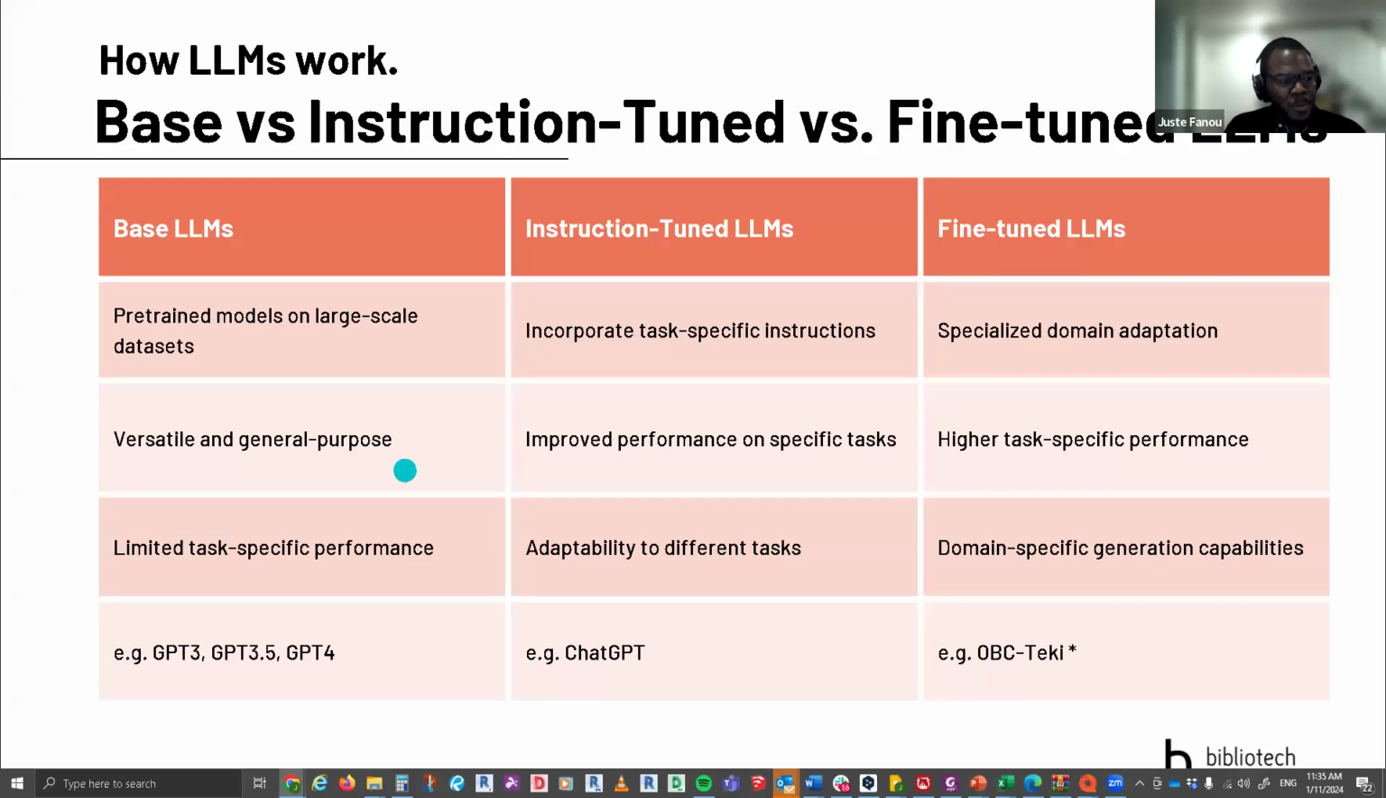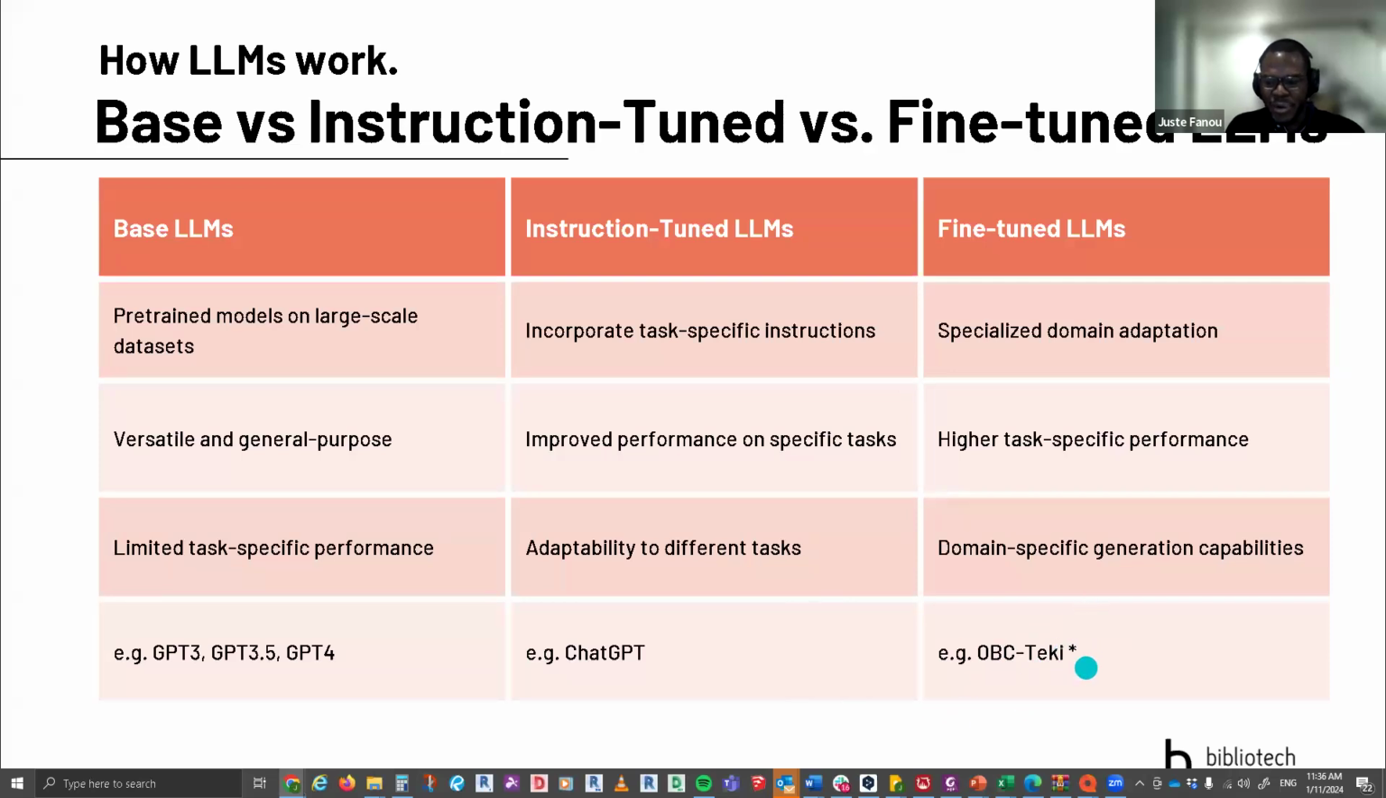To recap, we have base LLMs, which are pre-trained models on very large datasets. They're versatile and general purpose, but have very limited task-specific performance. Examples are GPT-3, 3.5, and 4, and not ChatGPT, because ChatGPT is an instruction tuned or fine-tuned version of these base models. Instruction tuned LLMs have task-specific instructions, improved performance on specific tasks, and can do different tasks. ChatGPT is an example. Then you have fine-tuned LLMs, which are very specialized in their domain, with higher task-specific performance and domain-specific generation capabilities. OBC Techie is an example here.